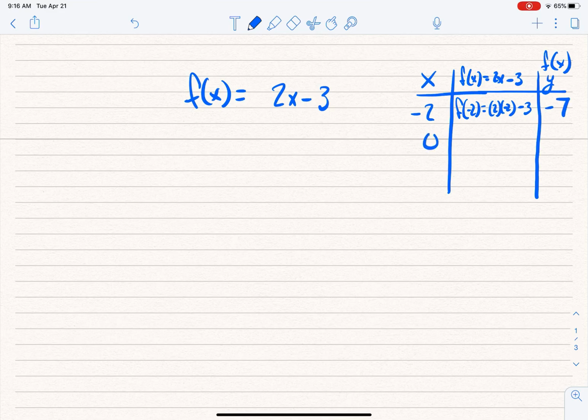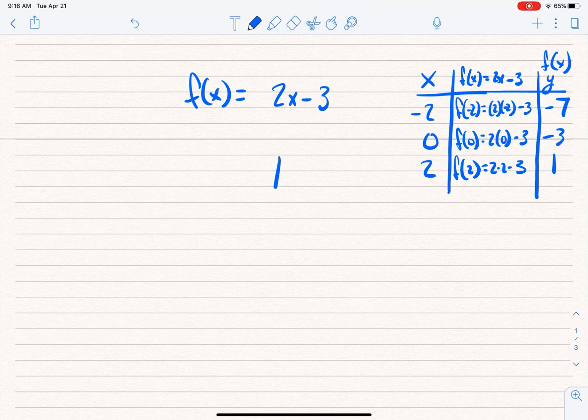Okay, if I plug in 0, f of 0 would be 2 times 0 minus 3. Well, 2 times 0 is 0. Minus 3 would be -3. If I plug in 2, f of 2 is equal to 2 times 2 minus 3. 2 times 2 is 4. Minus 3 is 1. Now, this should be enough points that I should come up with a decent graph.